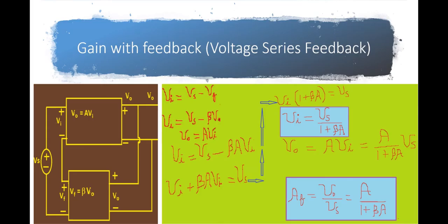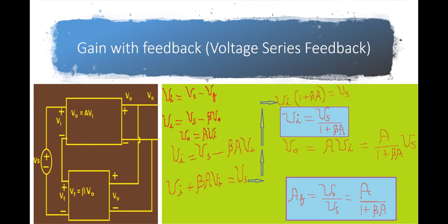So here you have a more detailed derivation. Vi is equal to Vs minus Vf, and then we put the expression for Vf, which is beta times V naught. So Vi is equal to Vs minus beta times V naught. Then we put the expression for V naught. V naught is equal to A times Vi, which means that beta times V naught will be equal to beta A Vi.